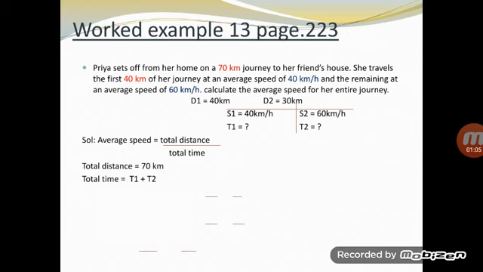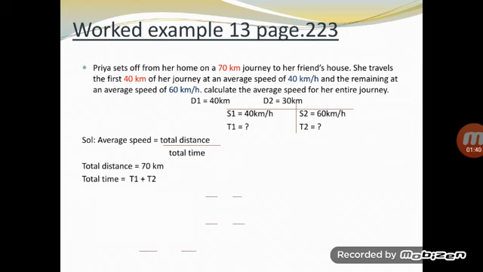Here, the whole journey is divided into two parts where the speeds were different. The total journey was 70 km. The time is missing. If the speed is given in km per hour, then the time unit must be hour. The first part of the journey is 40 km and the second part is 30 km. In the first part the speed was 40 km per hour, and in the second part the speed was 60 km per hour. The time is missing for both.